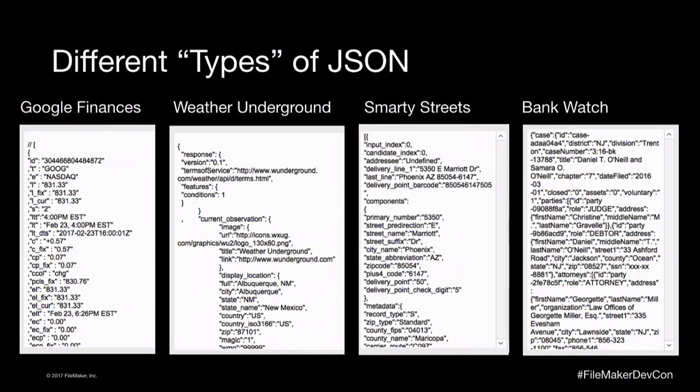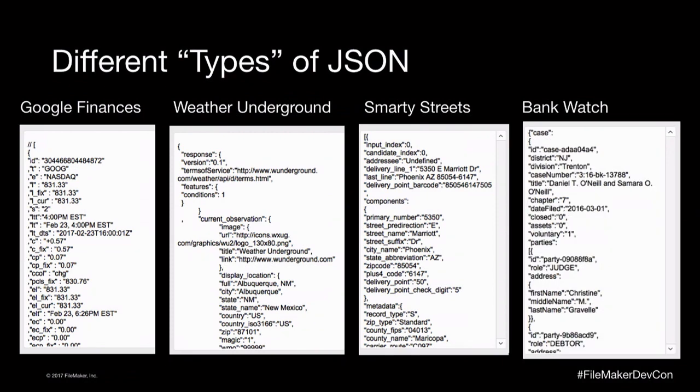I just formatted the Smarty Streets and Bank Watch to make them a little bit more readable, so we'll see what that looks like. If I put some returns in here in the Bank Watch, the Google Finances shows up like this when you pull it down, and so it's pretty easy. But you can see the standards are not identical, right? So in Google Finances, you have a double slash, and then you have a prefix of an array.